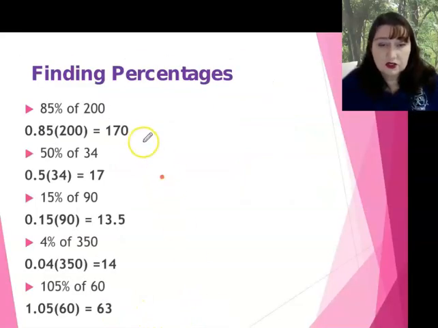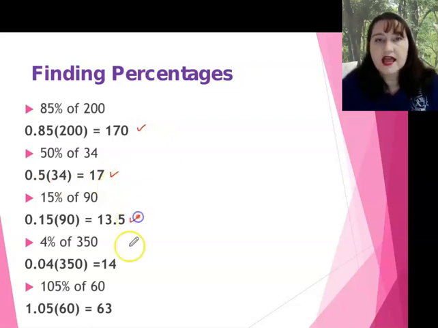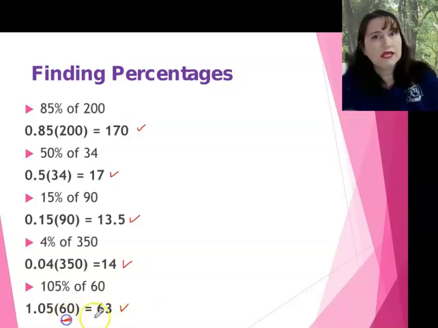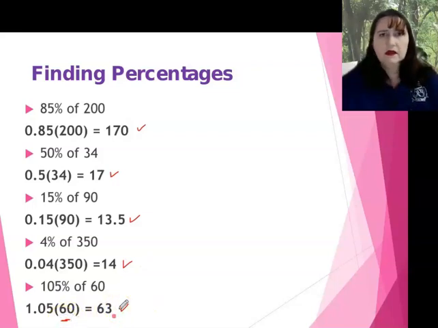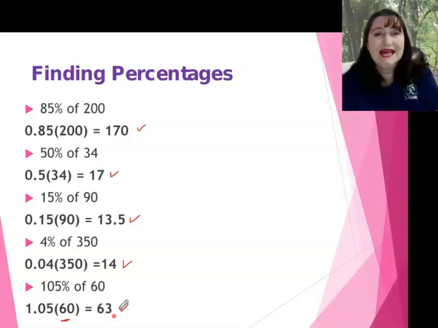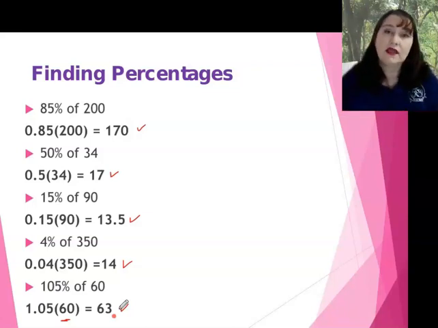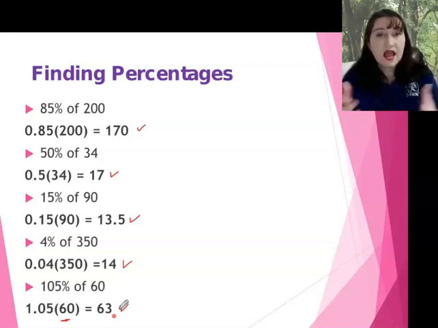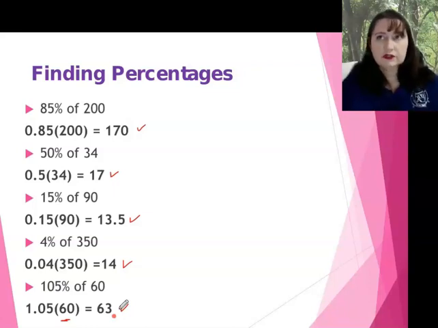All right, here's the answers. I gave you this one. We have 17 on this one, 13.5, 14, and 63. You notice that this particular one is bigger than what we started with. Well, it's because we have 100% plus 5%. It's like saying, oh, I got a 5% raise. If I got $60 for, say, a day, and I got a 5% raise, would that mean I get less than $60? You're getting cheated if you are. So don't fall for that one.